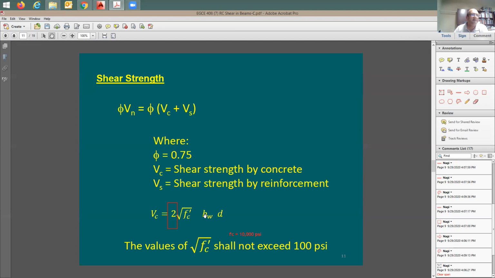bw and d are going to be the width and the depth of the beam. So if you have a T section, you just take the web width. You don't take the entire T section, just the width of the web itself.